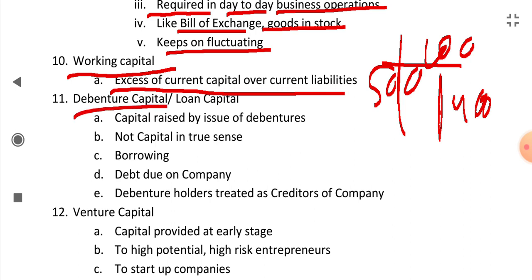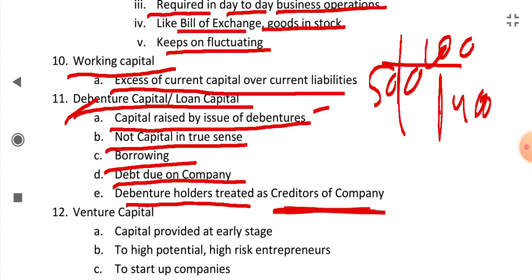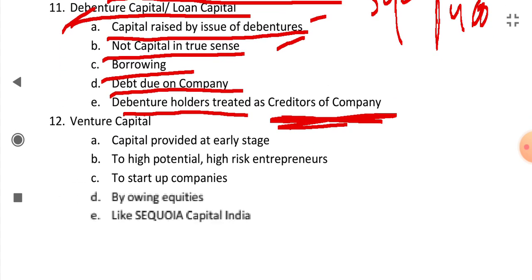What is debenture capital or loan capital? The capital raised by issue of debentures. When debentures are issued, the capital raised is known as debenture capital. It is not capital in the true sense. It is borrowing, it is like a loan, a debt due from the company. The holders of debentures are treated as creditors of the company.